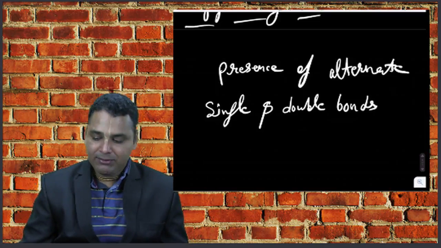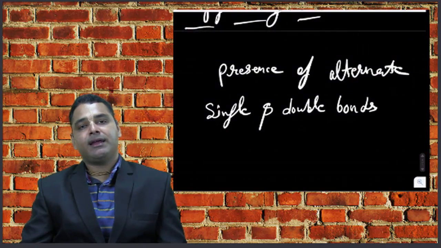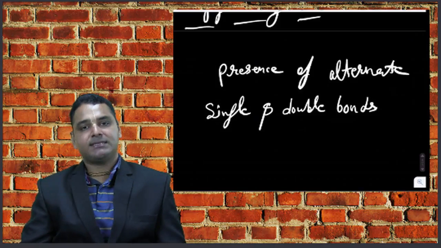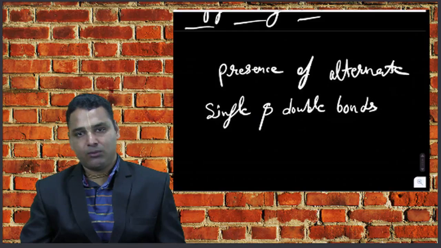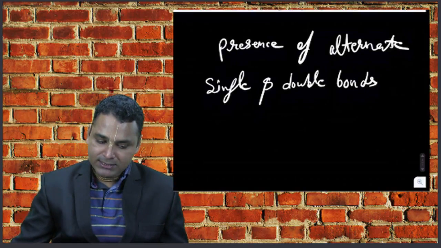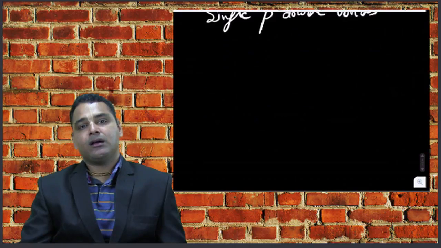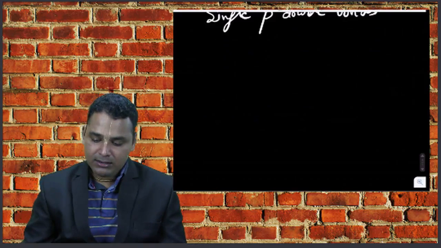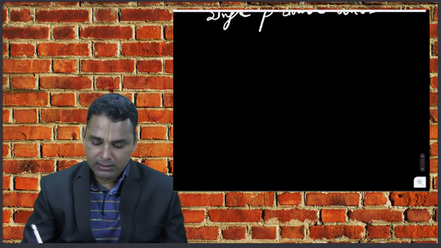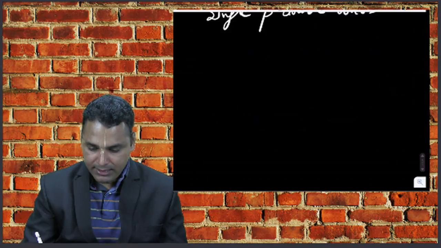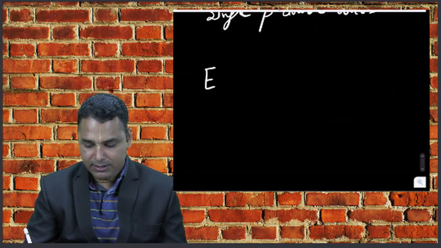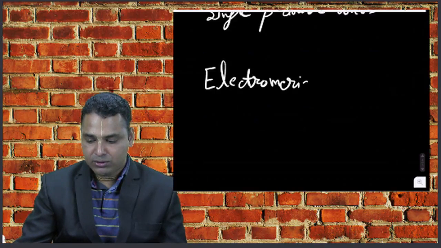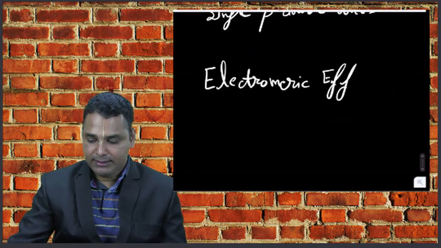So we have done this resonance effect also, and in the resonance effect there are two types of effects. First is plus R effect and the second is minus R effect. We have seen both the effects. Now we will move further and see what is electromeric effect. And remember, this resonance effect is also called mesomeric effect. So now we are heading towards the electromeric effect. Very important, electromeric effect. It is also called E effect.